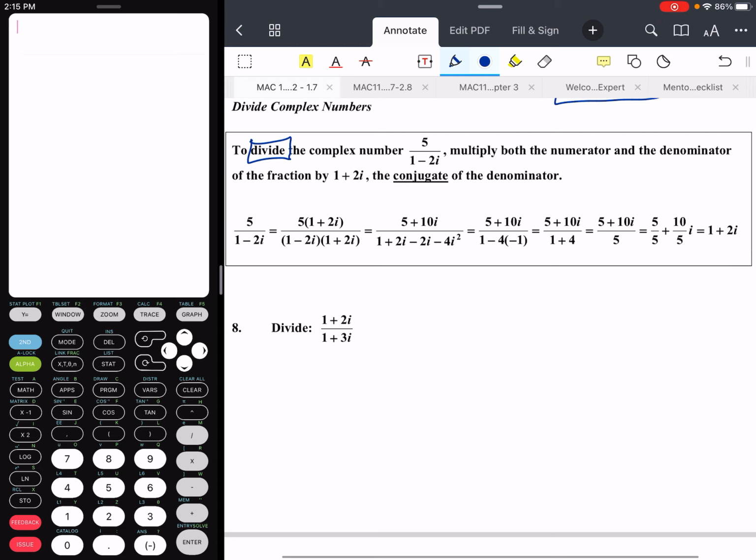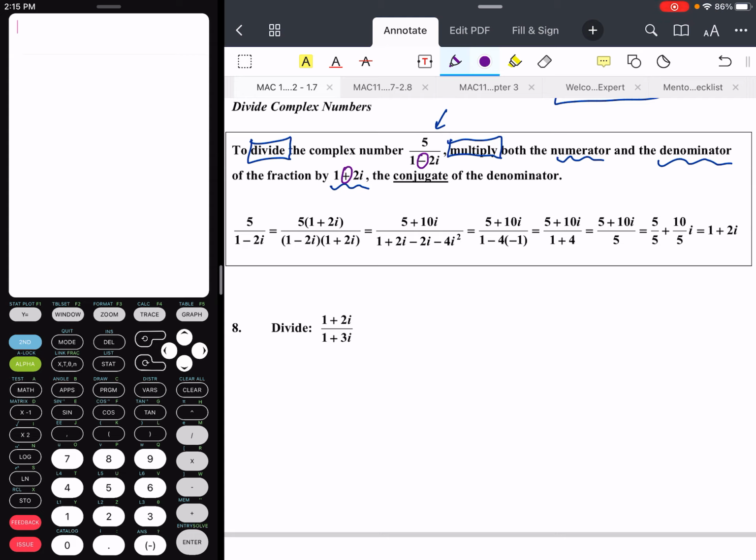All right, so to divide the complex number, for example, 5 divided by 1 minus 2i. In this example, we're actually going to multiply both the numerator and denominator, the top and bottom, by the conjugate of the denominator, which would be 1 plus 2i. So notice that in the denominator, it's 1 minus 2i. We're going to multiply top and bottom by 1 plus 2i. So we're just changing that middle sign.